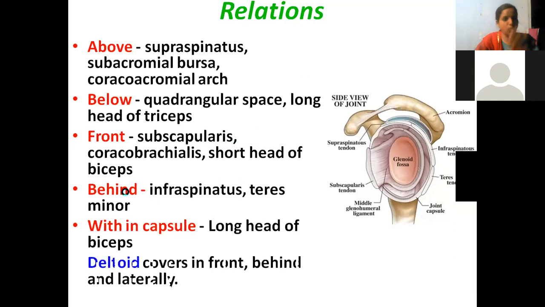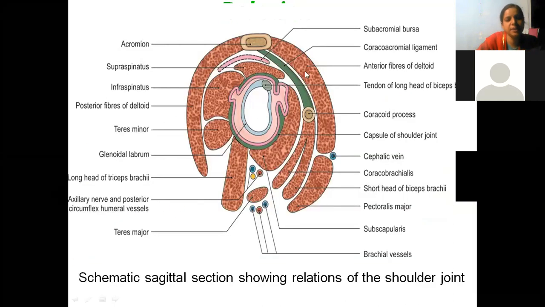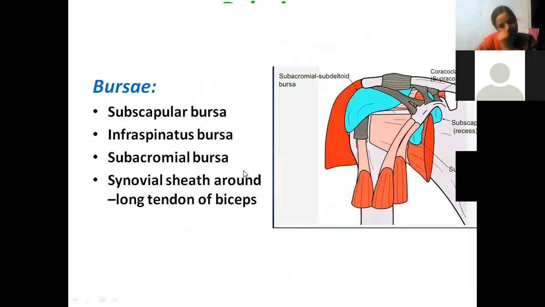So we have seen just now the relations: above, below, front, behind, isn't it? From this picture only you can make out this is above, this is below, this is front, and this is behind. Whatever structures you draw, you can list out the same thing. Okay, then once you write the relations, we have bursae.